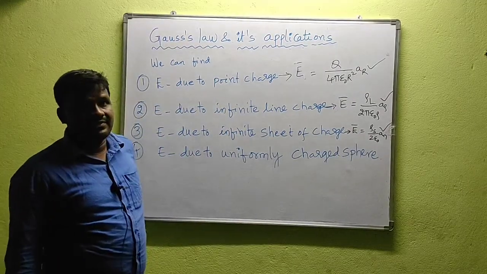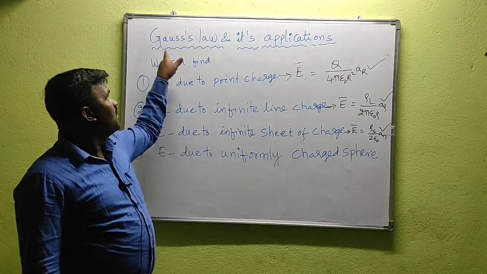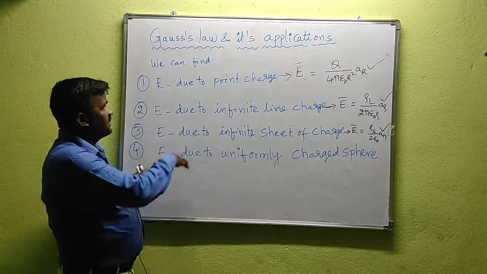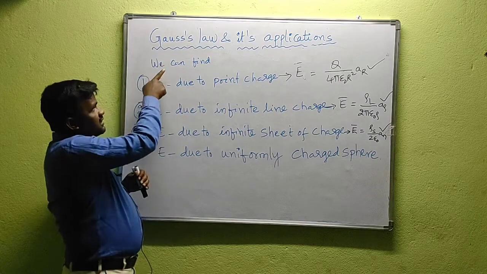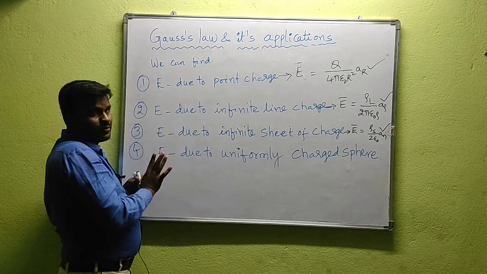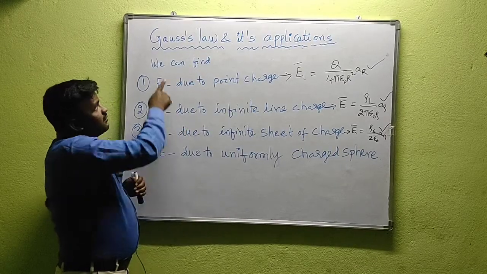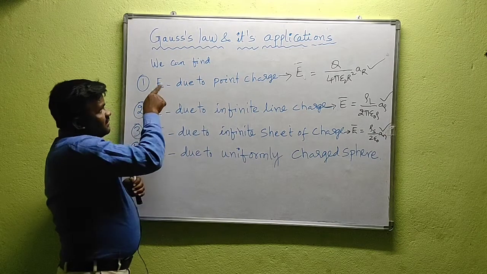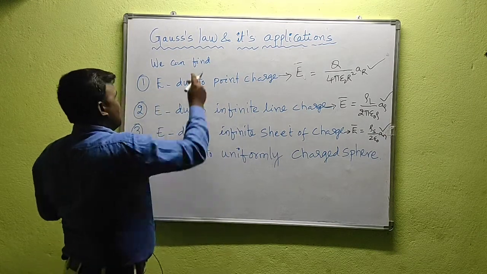In today's class, we will discuss one of the applications of Gauss law. What is that application? Here we have the applications. By using Gauss law, we can find the electric field intensity due to a point charge, that is E equal to Q by 4 pi epsilon naught r square. Means by using Gauss law, we can derive that E.